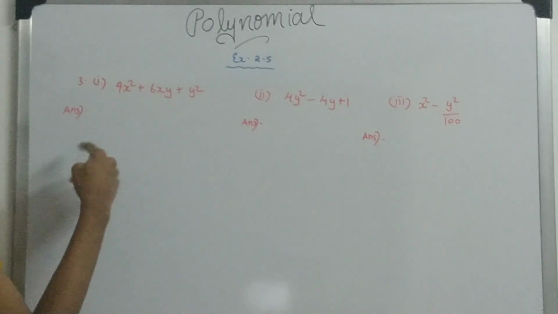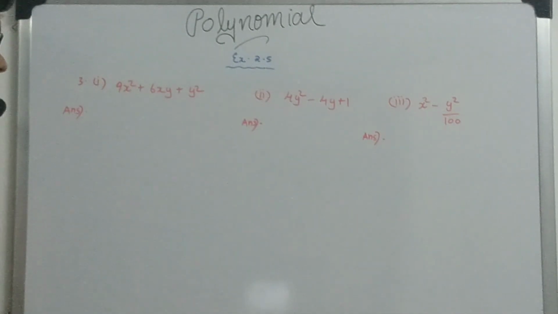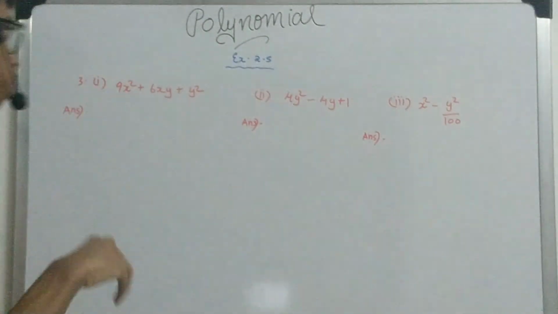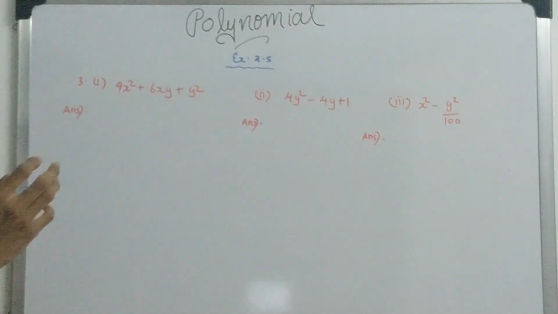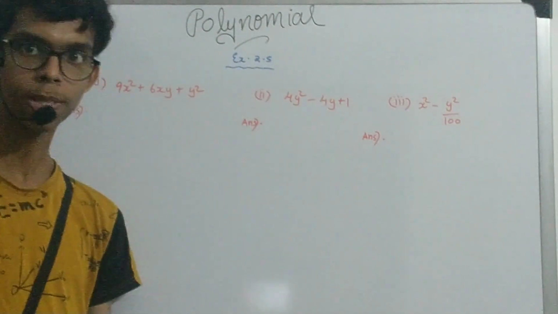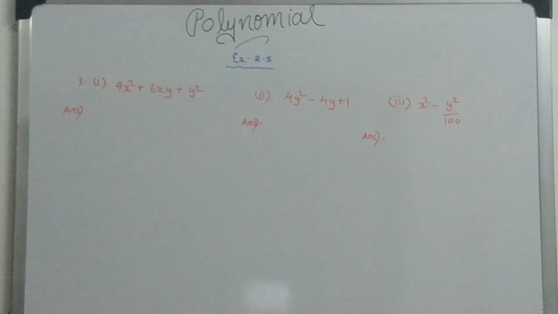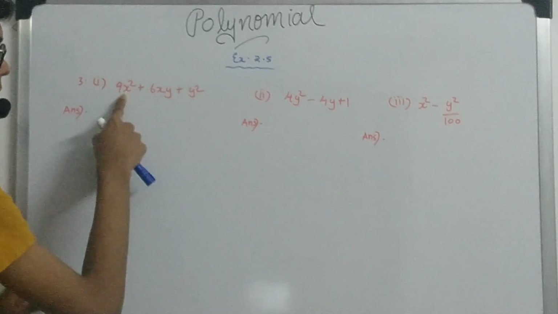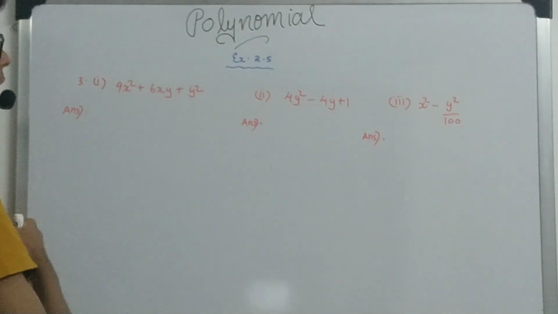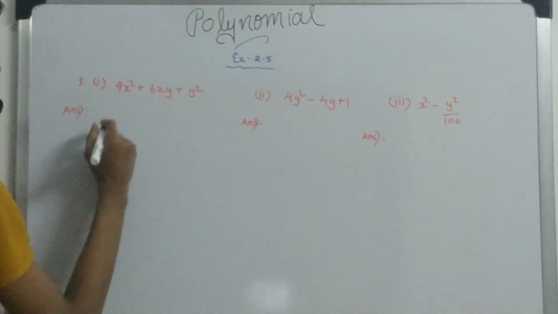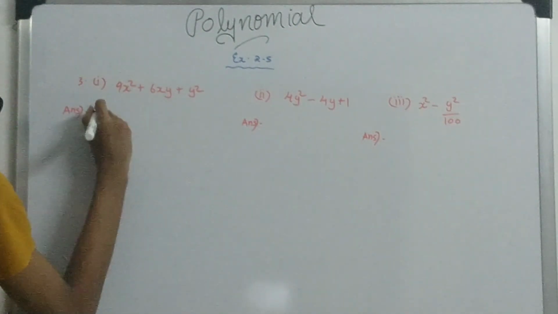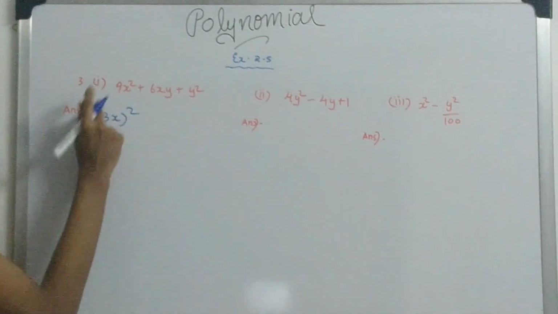Now if you see the first one, it is 9x square plus 6xy plus y square. So if you see over here, by seeing this xy, one identity that comes to your mind is your a plus b the whole square identity. We know a plus b the whole square is a square plus b square plus 2ab. So here there is an a square, b square and 2ab.